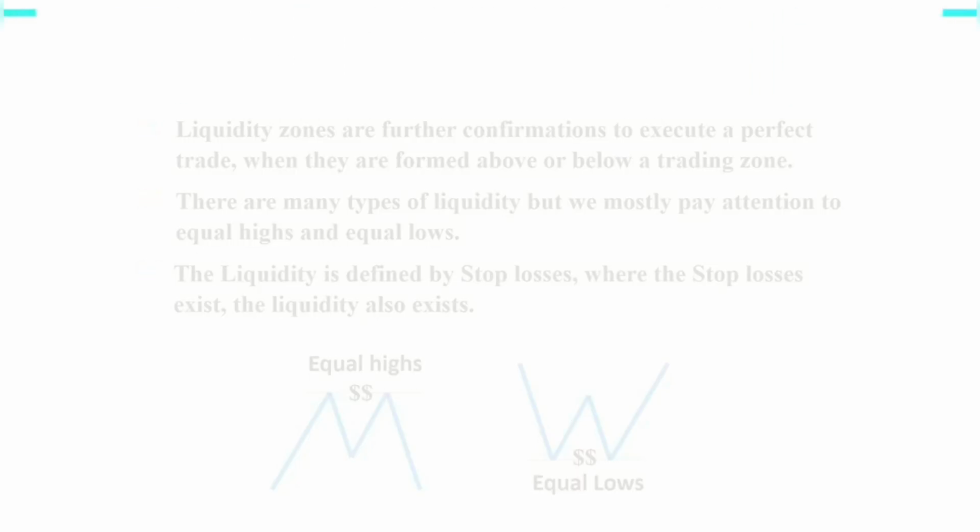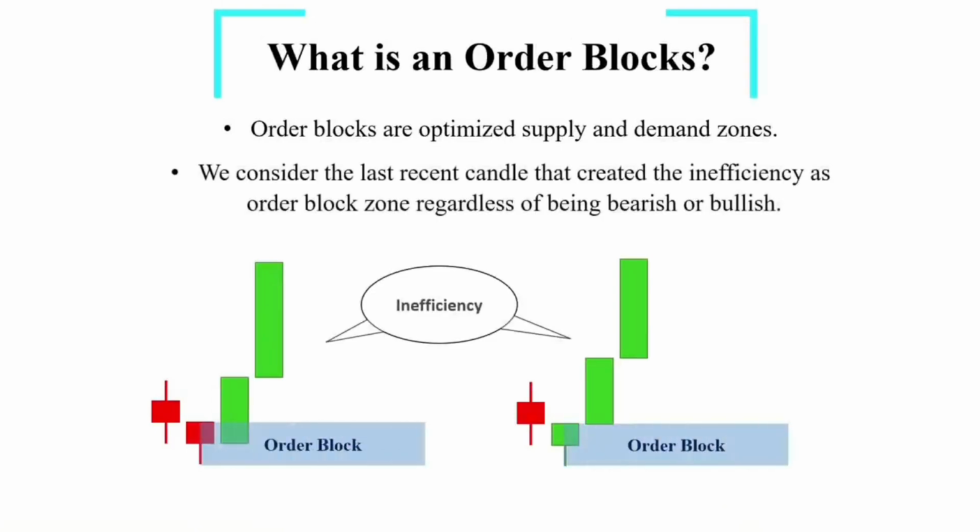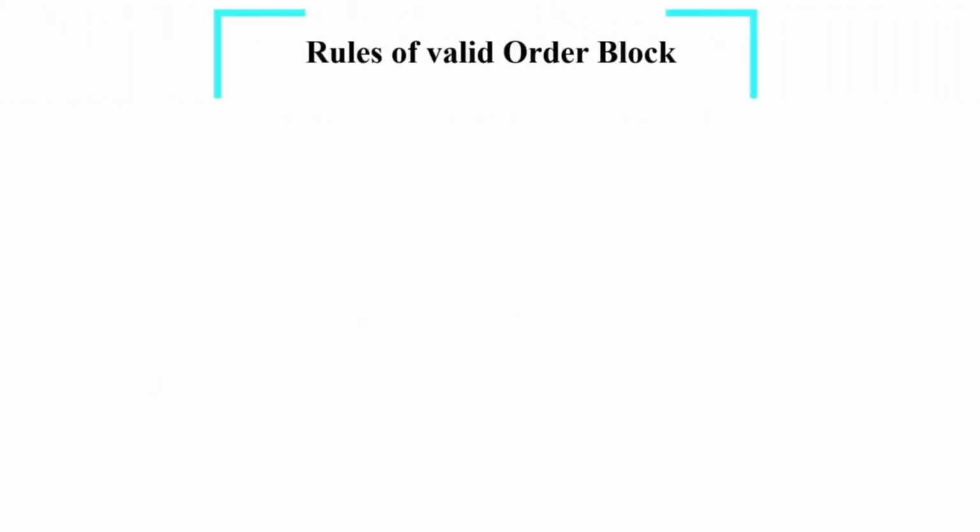So, next topic we have order blocks. Order blocks are optimized supply and demand zones. We consider the last recent candle that created the inefficiency as an order block zone regardless of being bearish or bullish. But we have 3 rules for a valid order block.